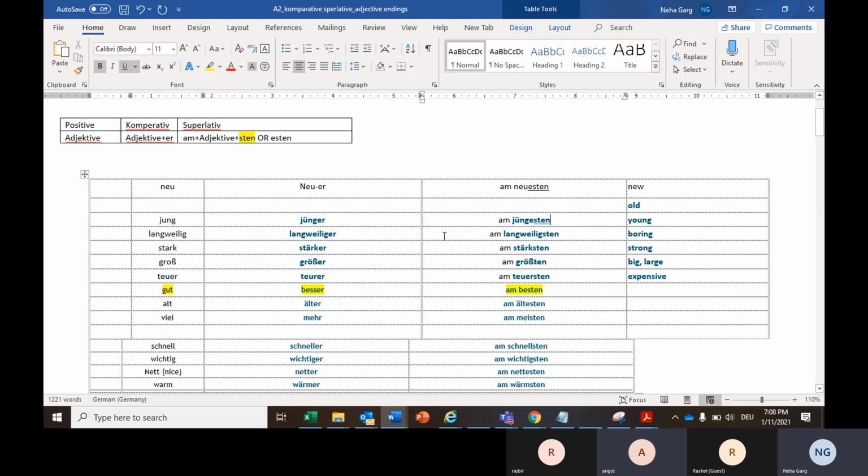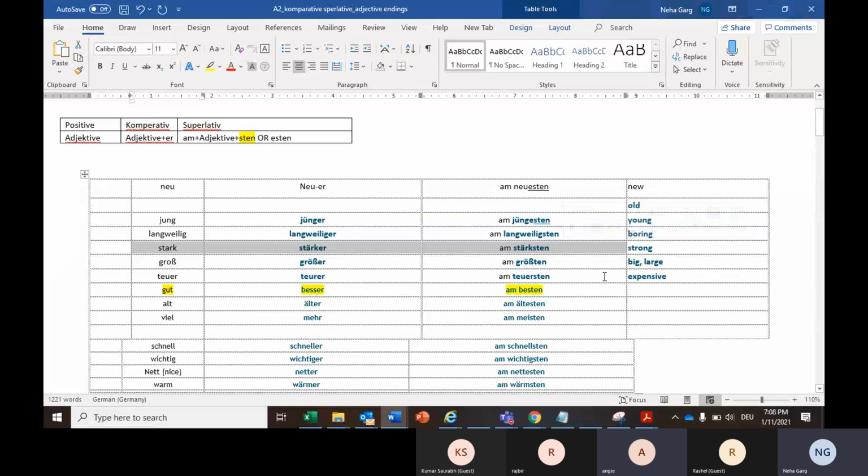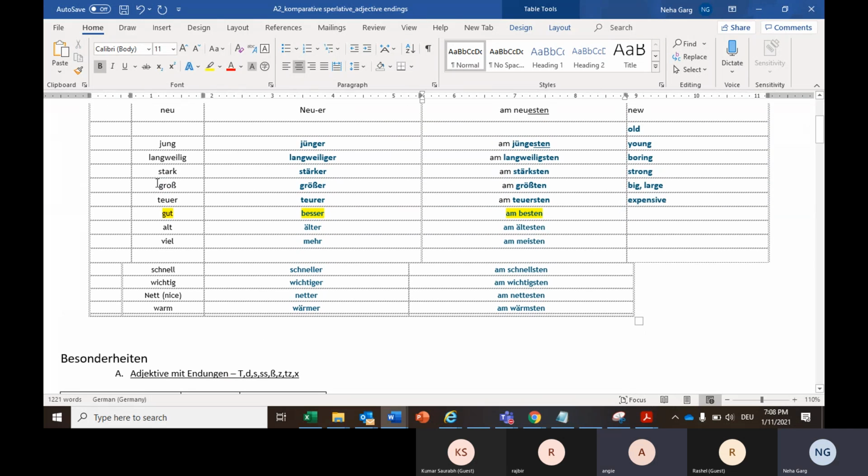Langweilig. Langweiliger. Langweiligsten. That is boring, more boring, most boring. Okay. Stark. Stärker. Stärksten. Strong, stronger, strongest. Then here, groß. Größer. Größten. Big or large. Yes, big, bigger, biggest.